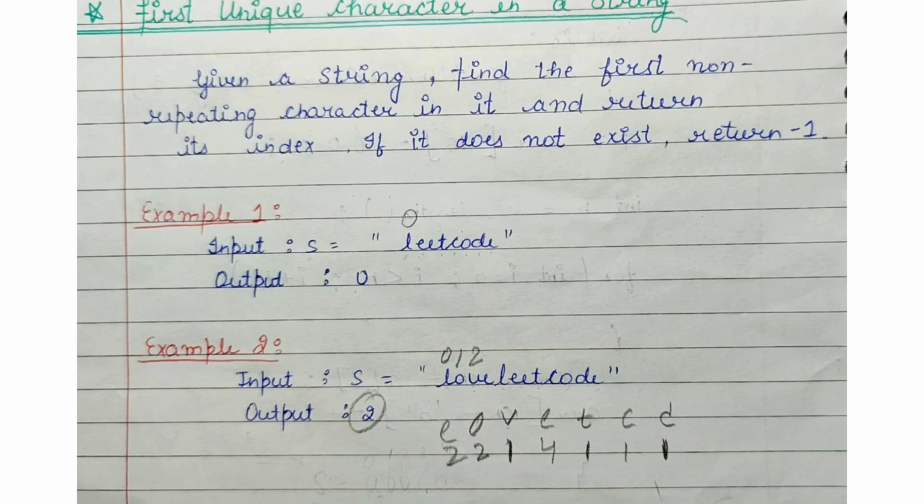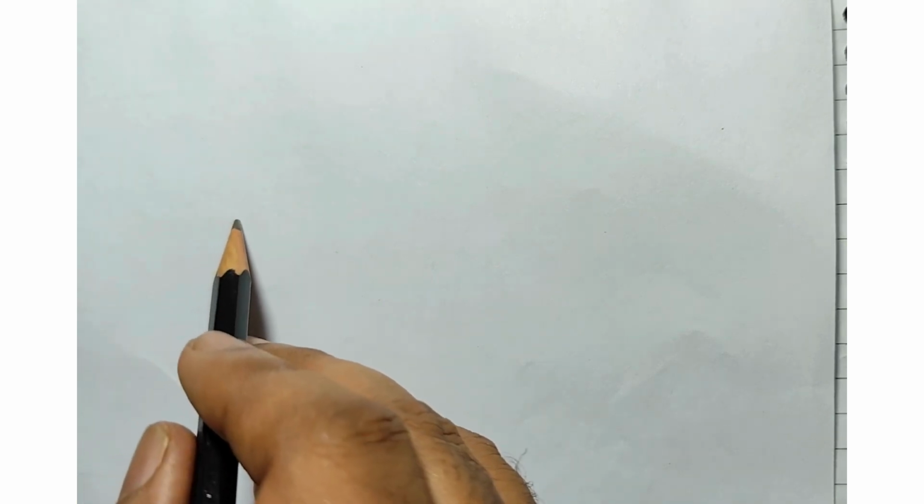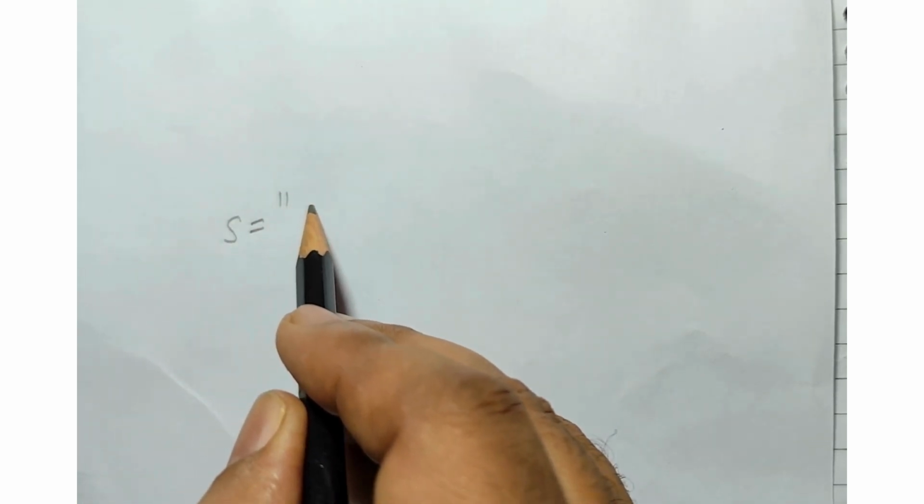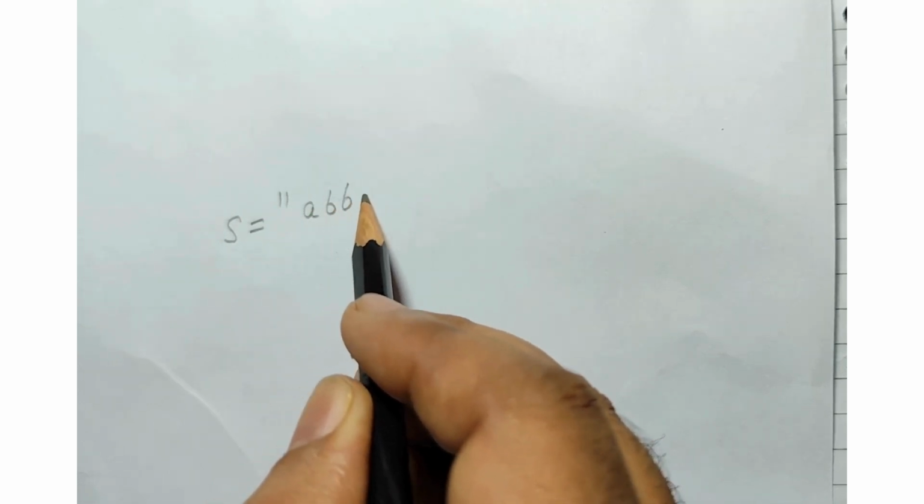First we discuss the method of how to solve this problem, and after this we discuss the code for solving it. Suppose the string given to us is A, B, B, C, D. Suppose this is our string.